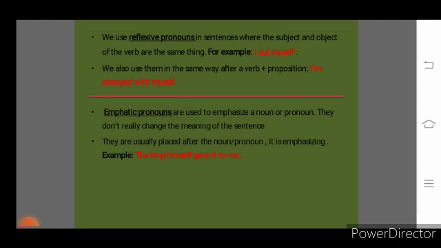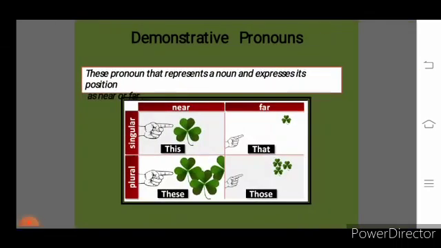The king himself gave it to me. So, the king is the noun. We have used himself after the king, the noun. It is an emphatic pronoun because it is emphasizing the noun, that is the king. Clear? But if we remove himself from this sentence, the meaning of the sentence will not change. The king gave it to me. You can see that the meaning of the sentence is not changed.